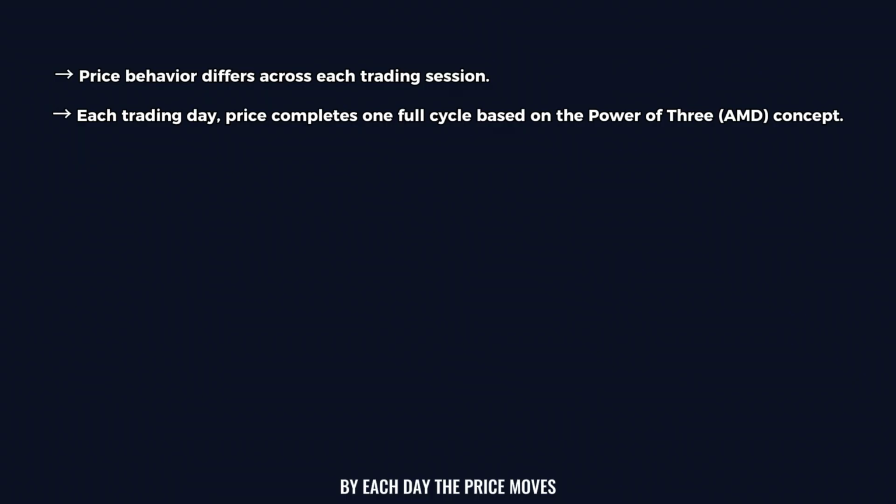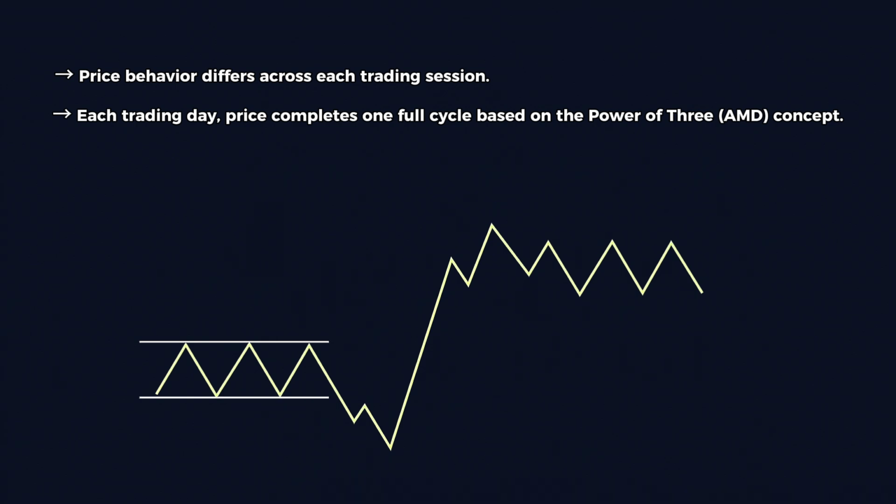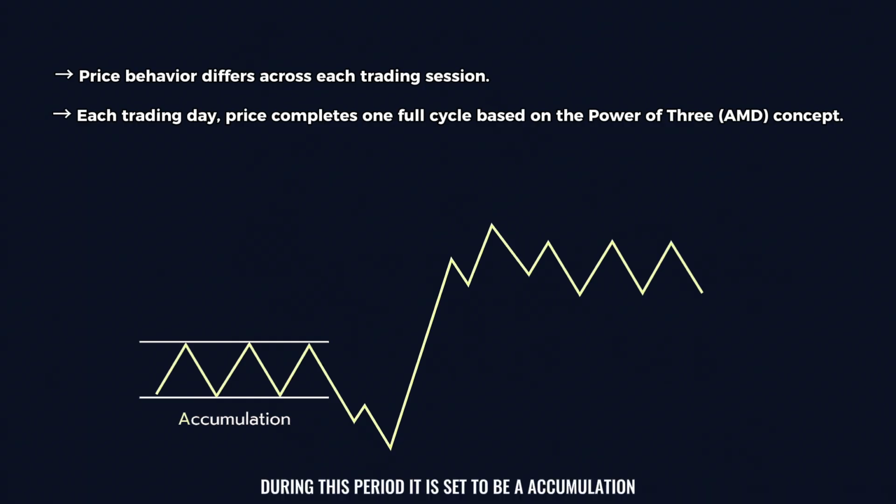Each day, the price moves in 1 cycle. We'll use the principle of Power of 3, or AMD. The shape will look like this graph. In the first period, the price bounces in a narrow range. This period is A, accumulation, or the time of storage.